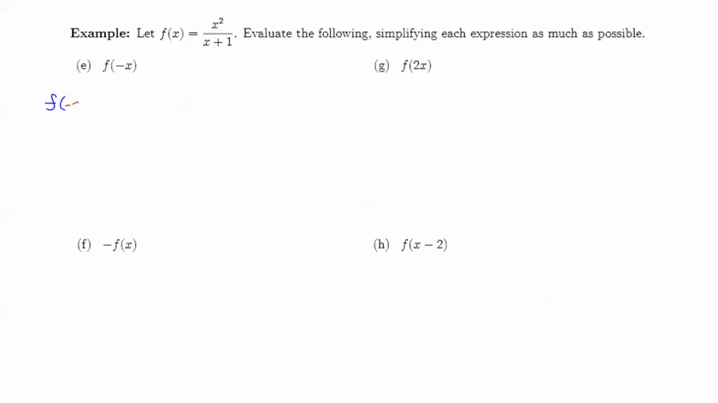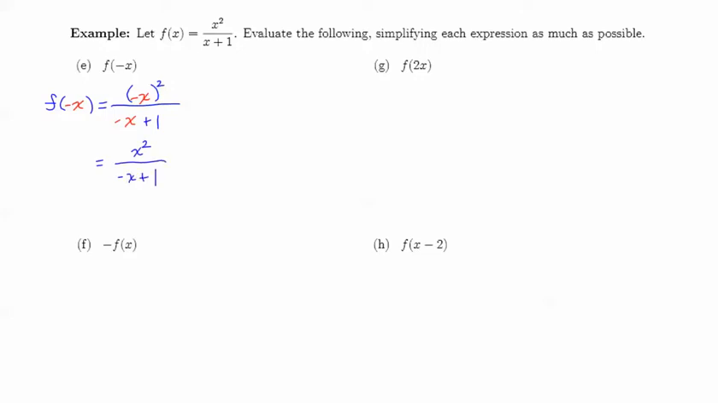So we'll put in negative x for our input, and then we look at the original definition, see where x is, and every one of those just turns into a negative x now. So we'll have the quantity negative x squared over negative x plus 1. And when that simplifies, we'll get x squared over the quantity negative x plus 1.